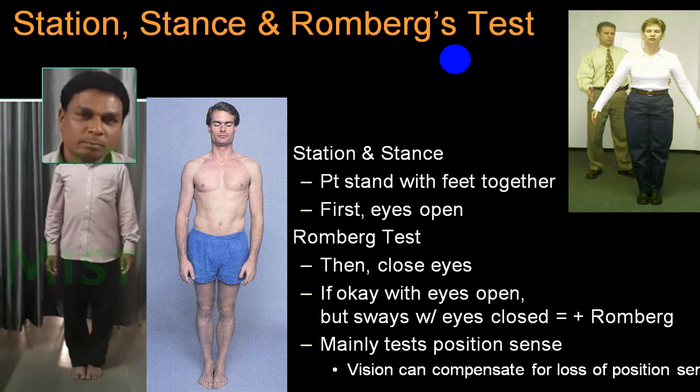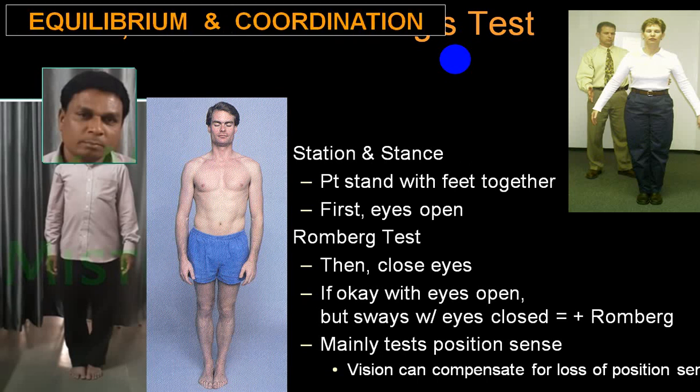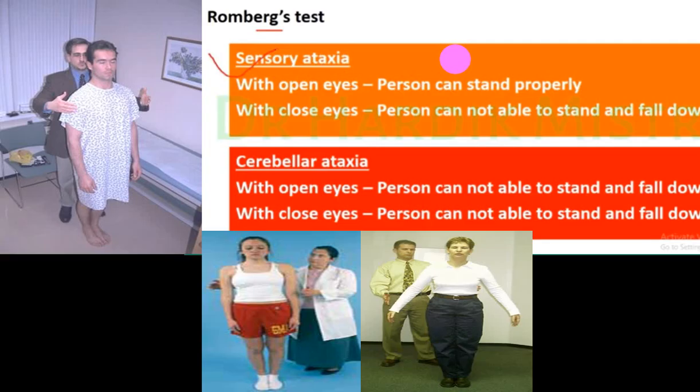But while doing this test, you must stand behind the person so that he doesn't fall, and if he tends to fall, you can prevent injury. So that should be done. You always stand behind like this and see that he doesn't fall and get injured. In sensory ataxia, with eyes open, he will make an attempt to maintain the balance, but with eyes closed, he will fall down. While in cerebellar ataxia, with eyes open or eyes closed, in both, the person will have a tendency to fall, and that is a characteristic of cerebellar ataxia.